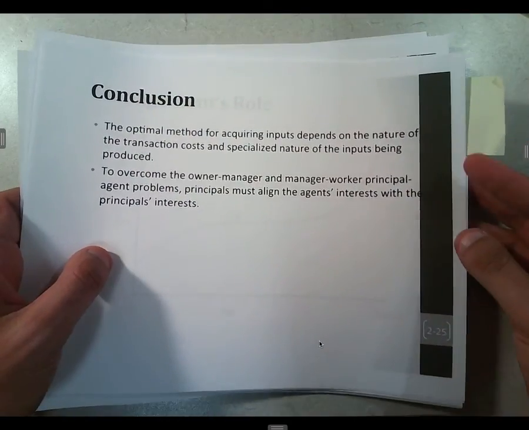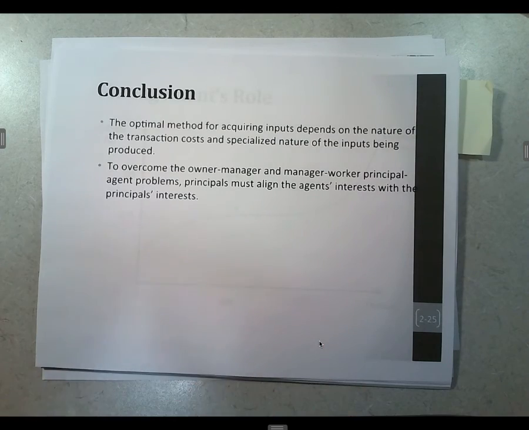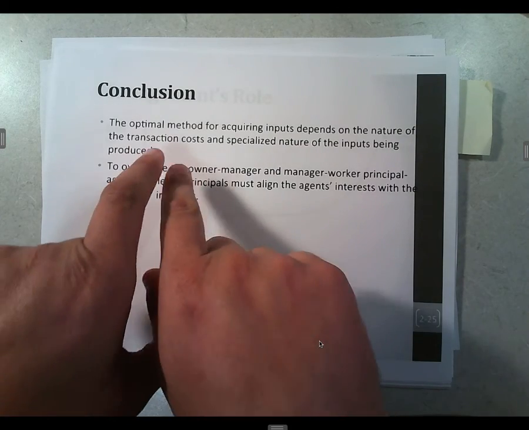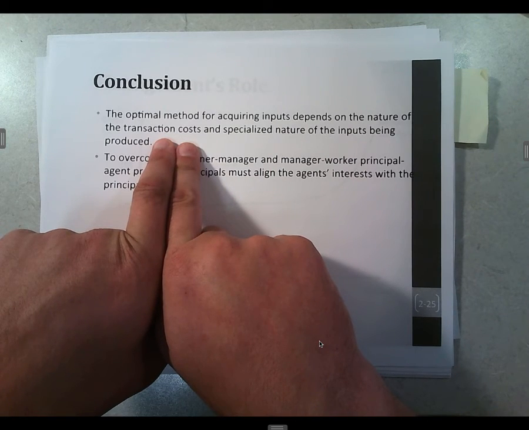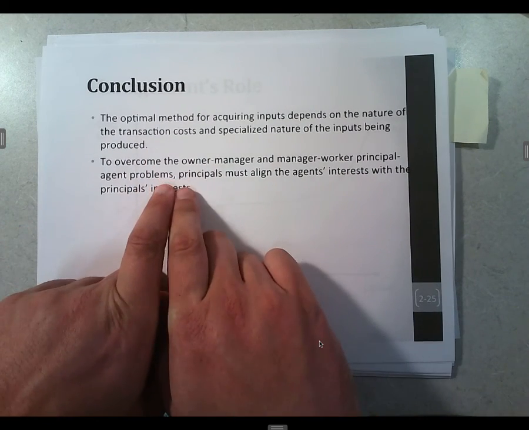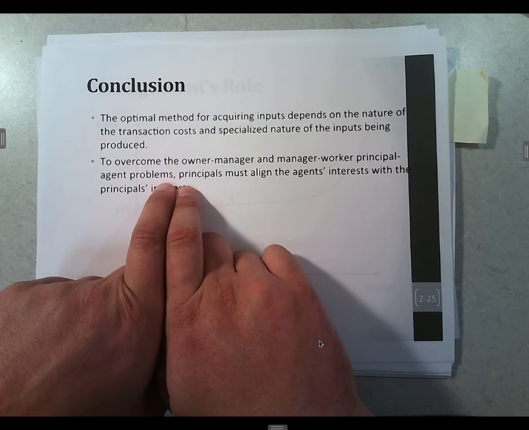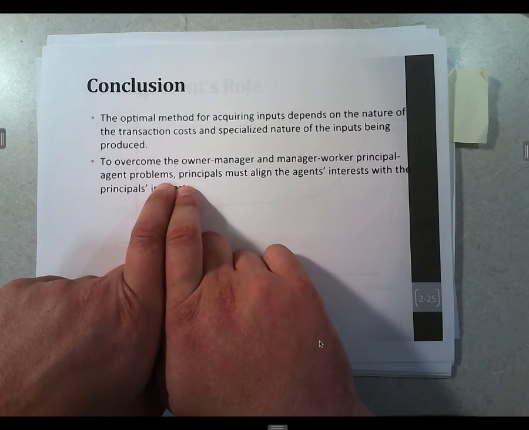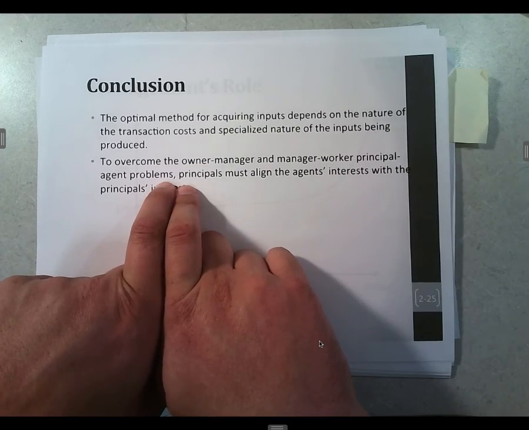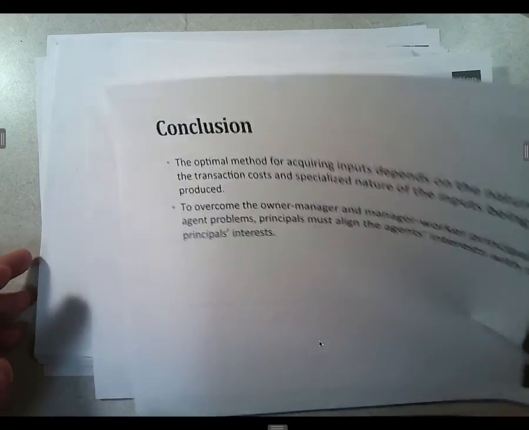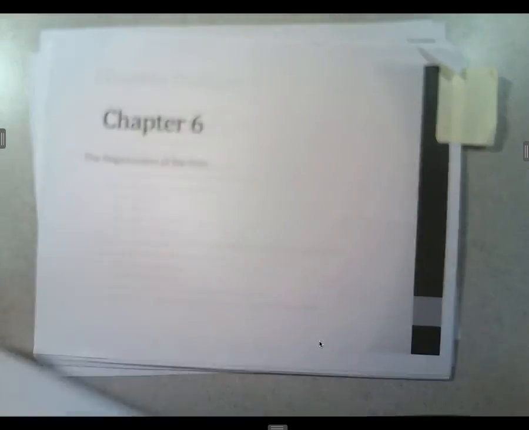Okay. So when we put that all together, what we get from this chapter is an idea of how I manage my transaction costs in getting the inputs, and then how I manage the work of my managers and the work of my workers by creating a proper incentive structure to get around this principal agent problem. Okay.